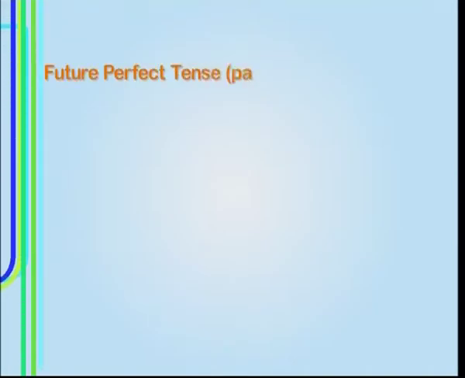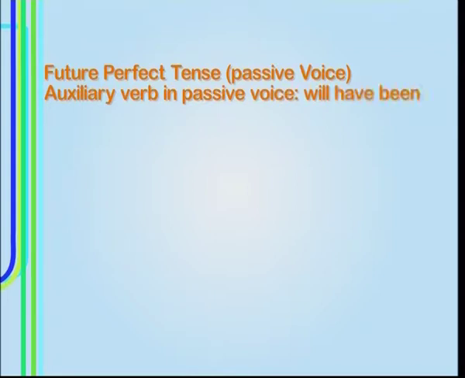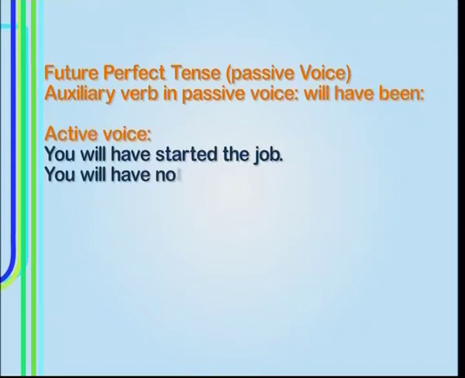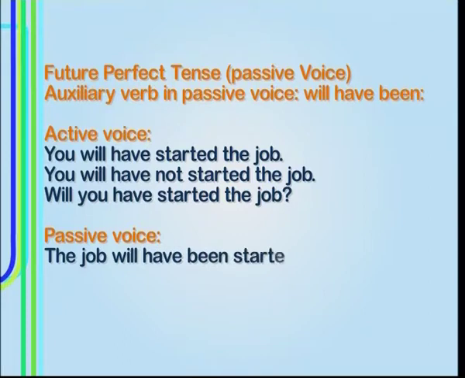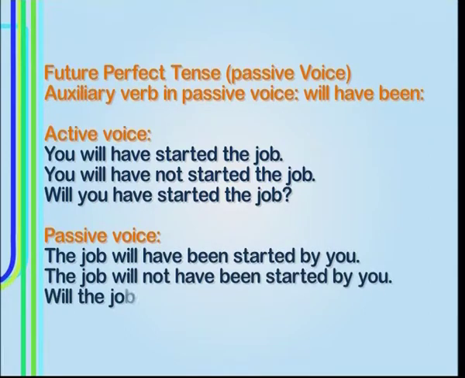Future perfect tense in passive voice. Auxiliary verb in passive voice: will have been. Active voice. You will have started the job. You will not have started the job. Will you have started the job? Passive voice. The job will have been started by you. The job will not have been started by you. Will the job have been started by you?